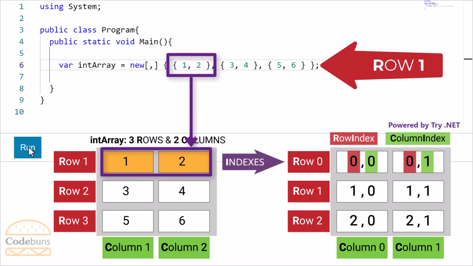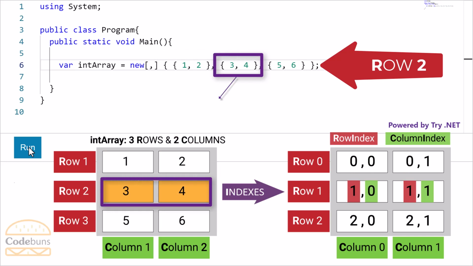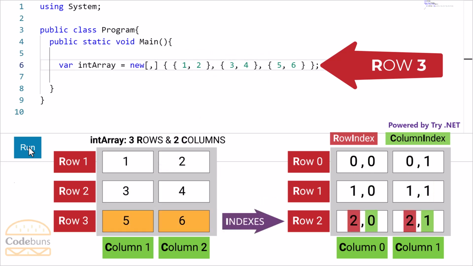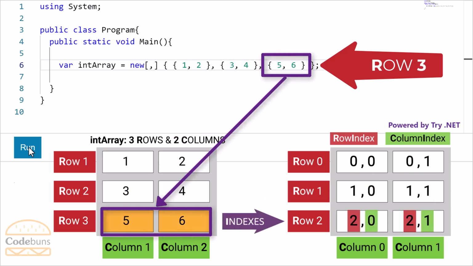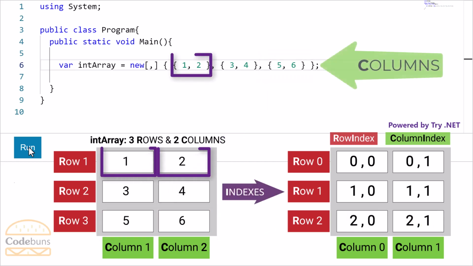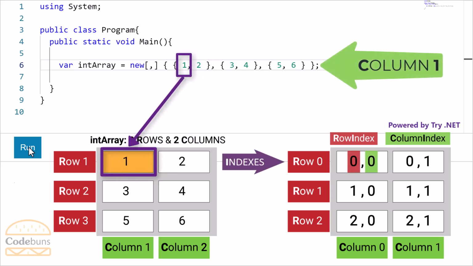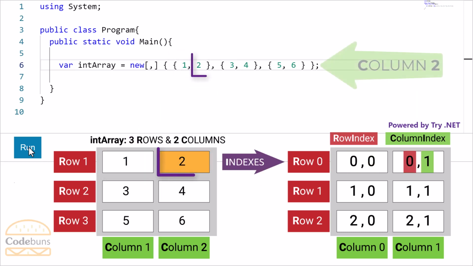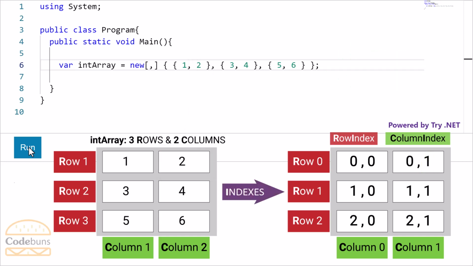Row 1, row 2, row 3, and within each row, you have these values as columns. Column 1, column 2. Hopefully you get my point.